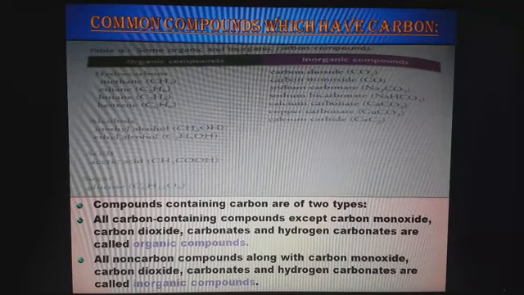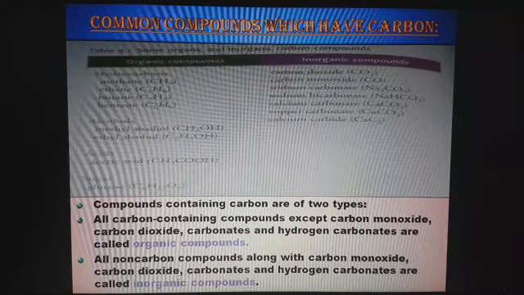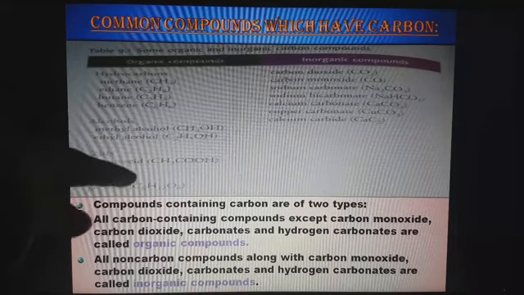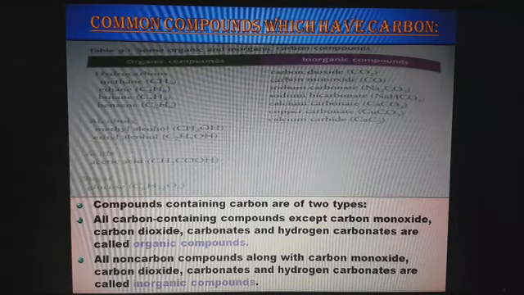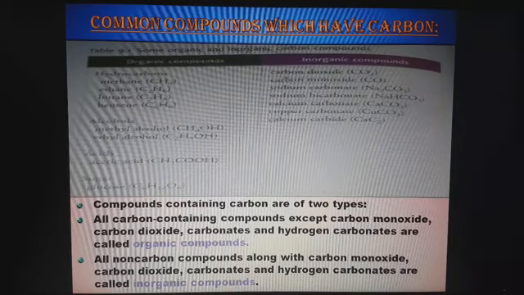In all these examples you can see carbon is being combined with the hydrogen. Then alcohols, methyl alcohol, CH3OH, ethyl alcohol, C2H5OH. Here also you can see carbon is being combined with hydrogen and oxygen. Then acids, you can see here acetic acid, CH3COOH. Again here carbon is being combined with hydrogen and oxygen. Then similarly glucose, a very common example, C6H12O6. Here also carbon is found in the combined form with the hydrogen and oxygen.